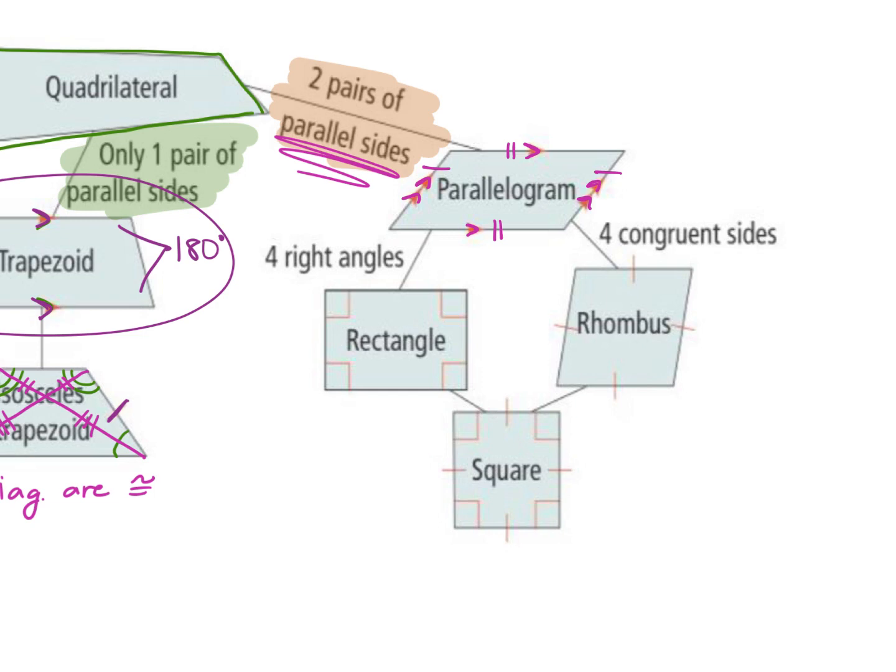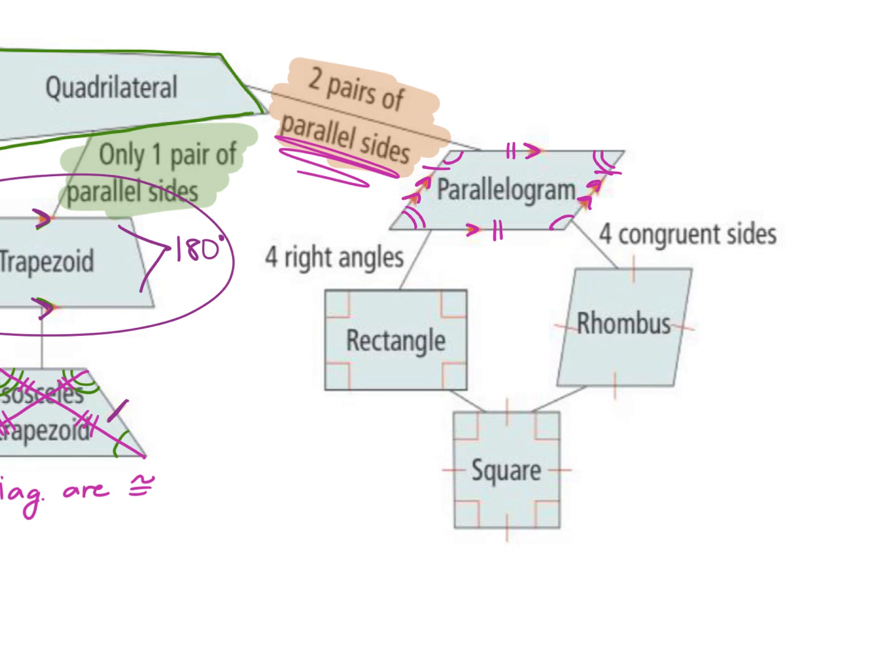What do you know about opposite angles in a parallelogram? So top left with bottom right. What's true of those two angles? They're equal, okay? Opposite angles are congruent. So that means this angle is congruent to that one, and this angle is congruent to that one, okay?